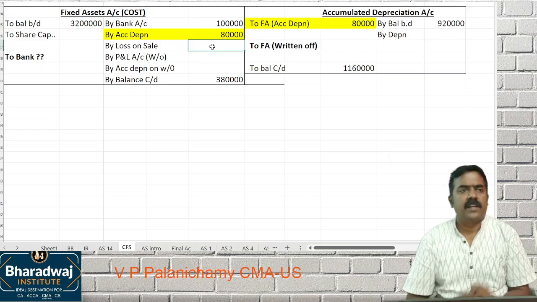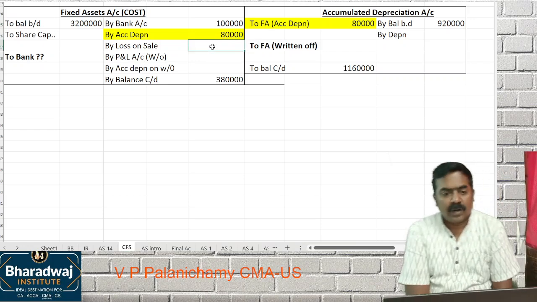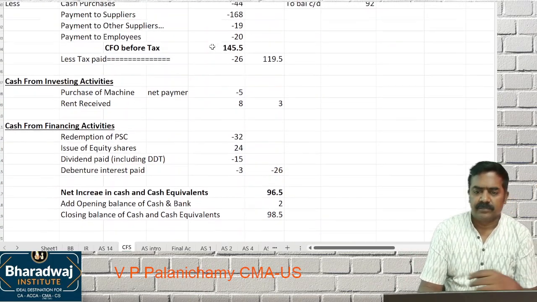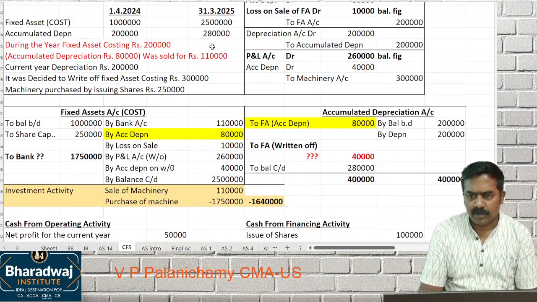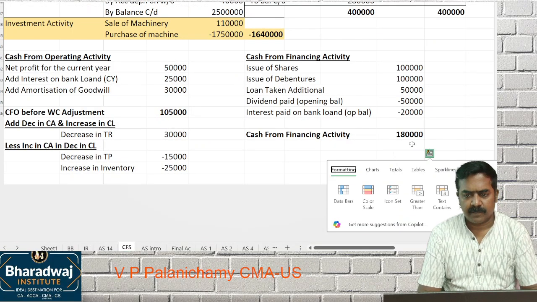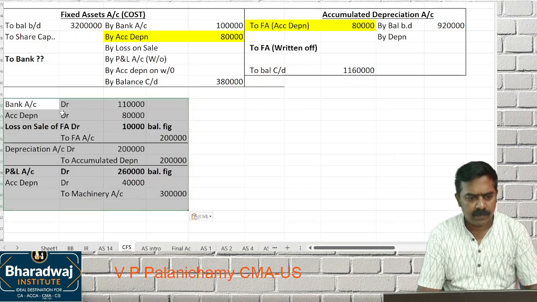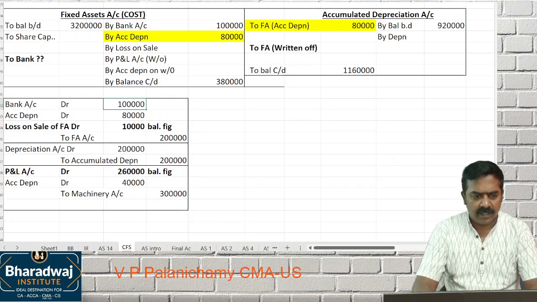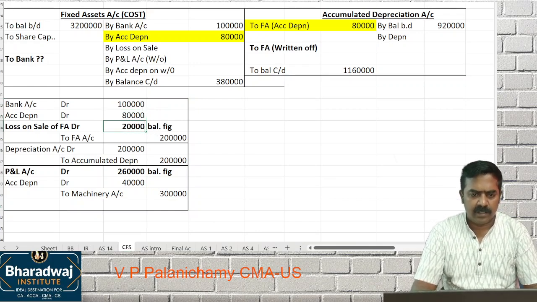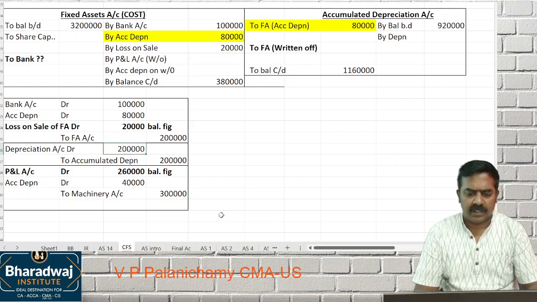Then what will be the loss on sale? We sold the plant for 1 lakh. Accumulated depreciation 80,000. What could have been the loss on sale? There is a doubt. Better you pass a journal entry. Whenever an asset is sold, this is the entry we pass. Fixed assets account credit 2 lakhs, accumulated depreciation account debit 80,000. Loss on sale, balancing figure, will be how much? 20,000.